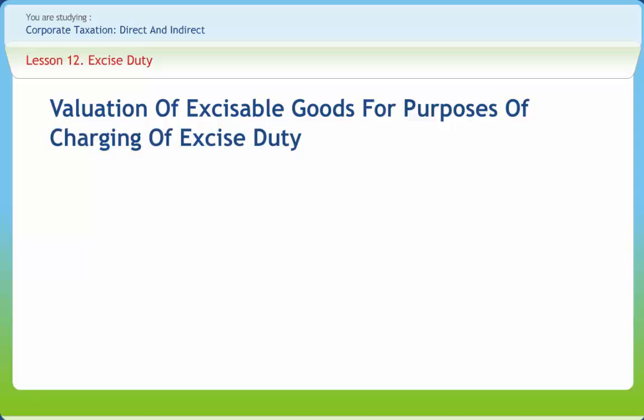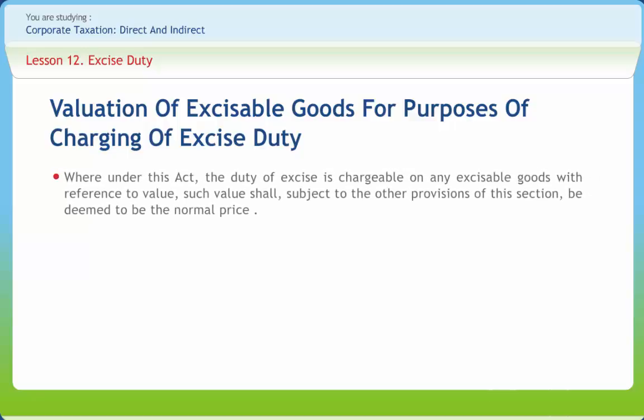Now let's discuss valuation of excisable goods for purposes of charging of duty of excise. Where under this Act the duty of excise is chargeable on any excisable goods with reference to value, such value shall, subject to the other provisions of this section, be deemed to be the normal price thereof, that is to say, the price at which such goods are ordinarily sold by the assessee to a buyer in the course of wholesale trade for delivery at the time and place of removal, where the buyer is not a related person and the price is the sole consideration for the sale.